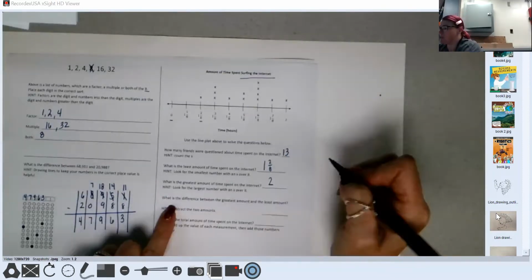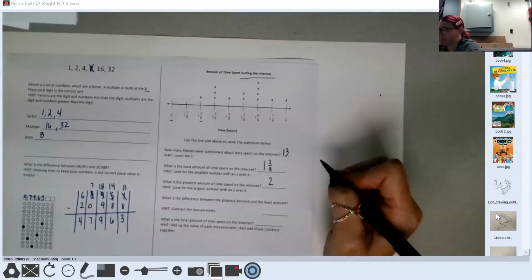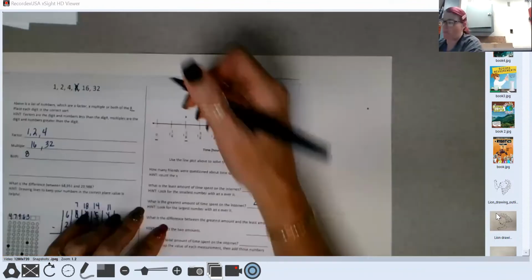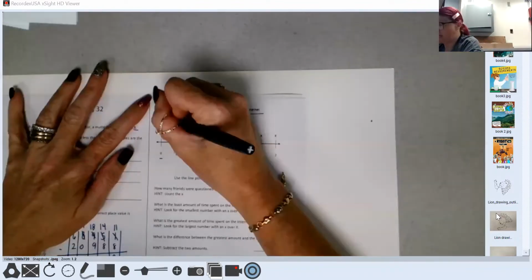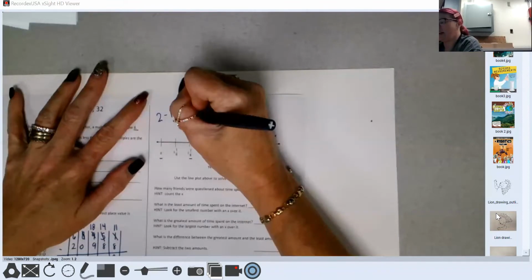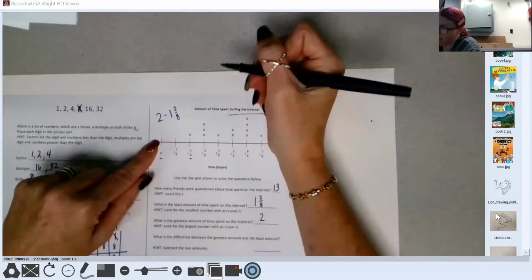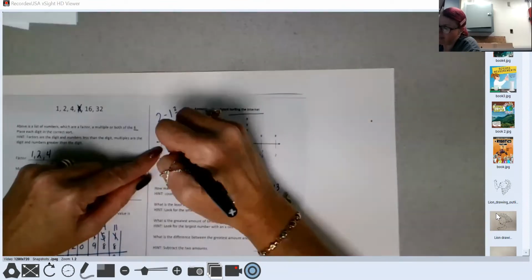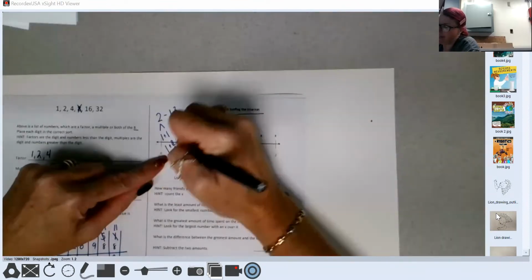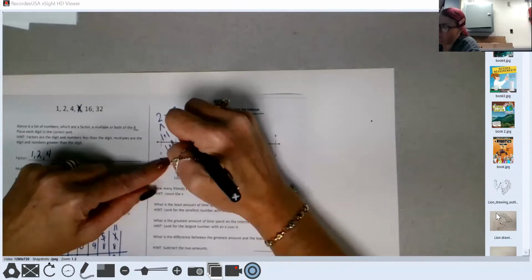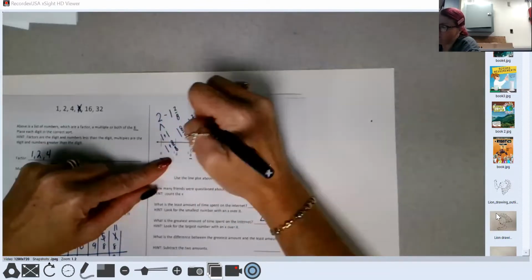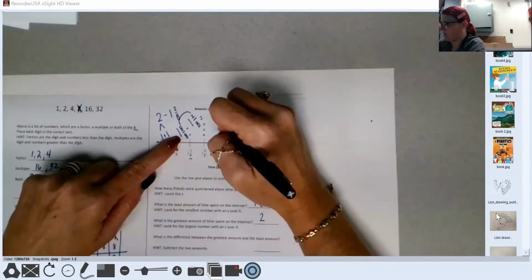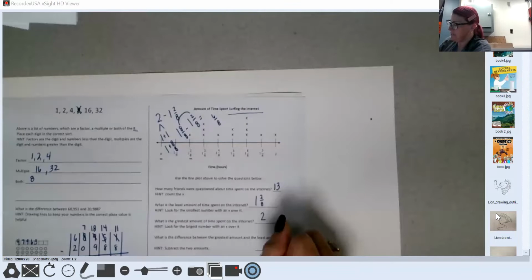What is the difference between the greatest amount and the least amount? Well, that's subtracting. So let me do this over here, and I'm going to need some more space. So 2 minus 1 and 2/8, and I can't do that, so I'm going to break this apart into 1 plus 1, which is 1 plus 8/8. So 1 and 8/8 minus 1 and 2/8. 8/8 minus 2/8 is 6/8. 1 minus 1 is 0. So the difference is 6/8.